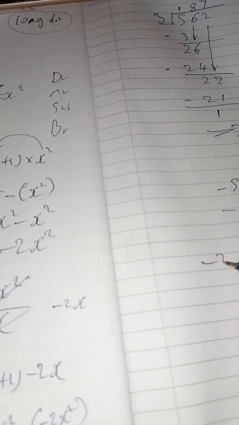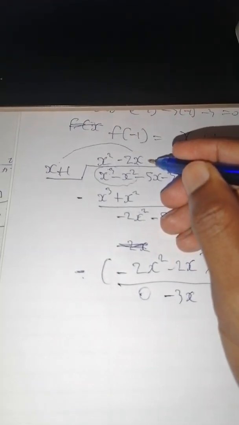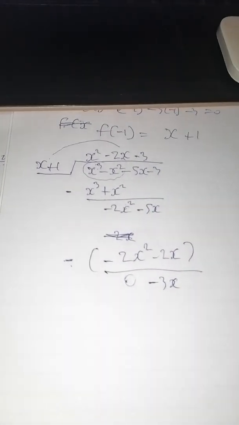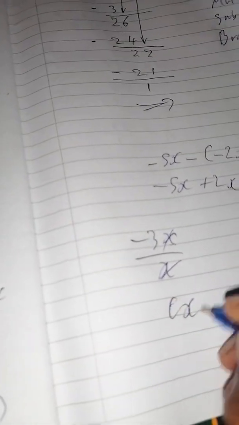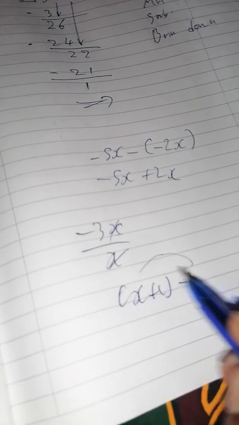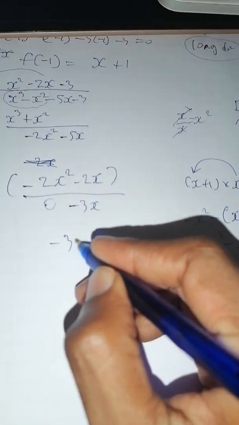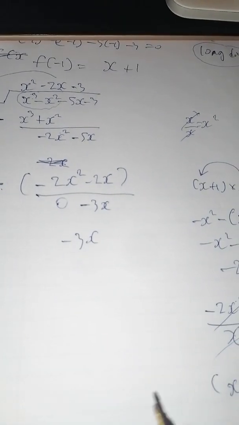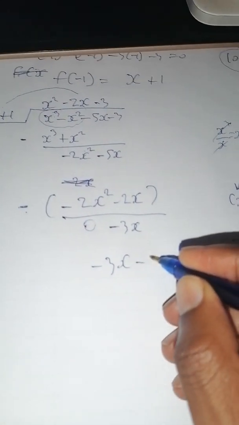Now we divide negative 3x divided by x, which is that one. And then we're going to have negative 3. So we write negative 3 here. Now we multiply. We have to say x plus 1 multiplied by negative 3. And then we know that when we multiply this, x multiplied by negative 3, we get negative 3x. And then negative 3 multiplied by 1 is going to be negative 3.